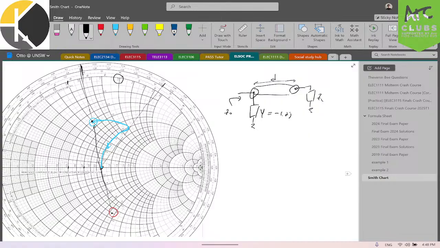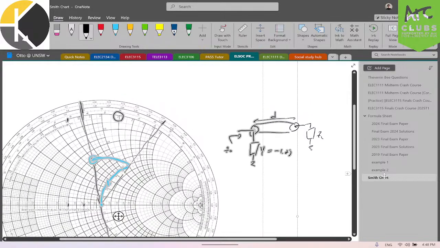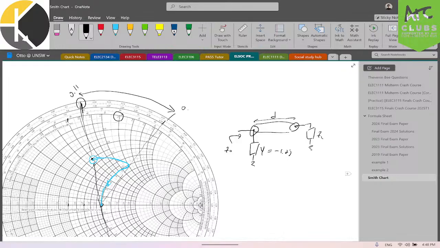Right? This length of cable D can be found just as a difference. Just like how much you need to rotate by. You can see that here is 0.11 and here is 0.17. This is supposed to be exactly through this 0.17. So the difference is this, equal to 0.06 lambda.